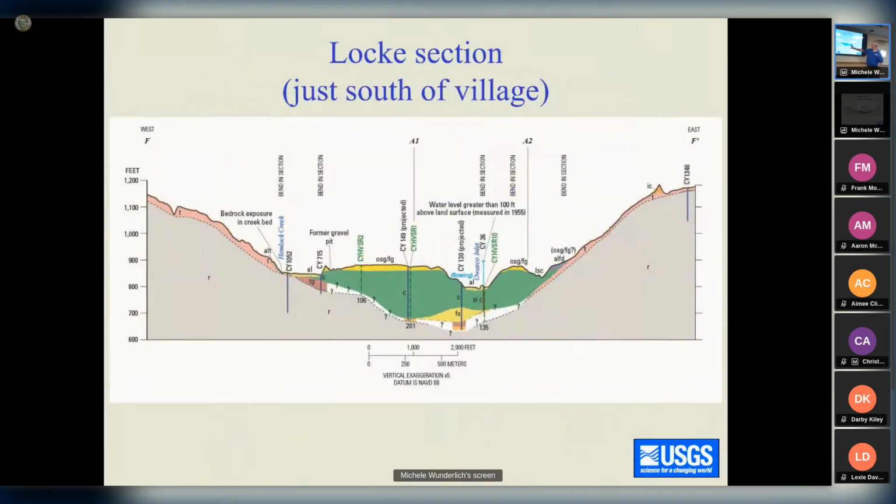So here's a cross section near Block, and Tom, you're on the line. This is one of the towns.